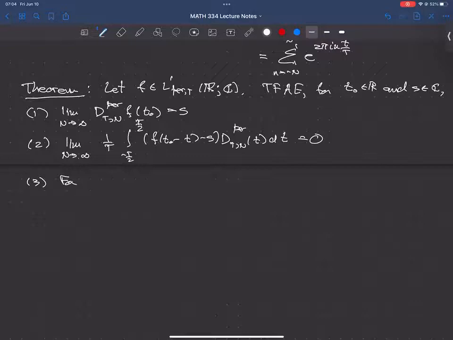The third statement is quite similar to the second one, except we get to replace the upper and lower limits with arbitrarily small quantities. And so for any epsilon in (0, T/2), the limit as n goes to infinity, where t goes from minus epsilon to epsilon, and then the rest of it is the same.